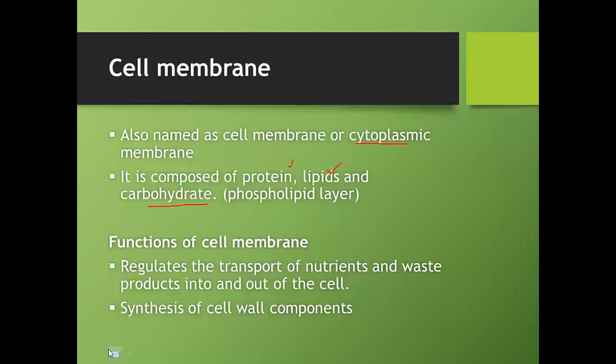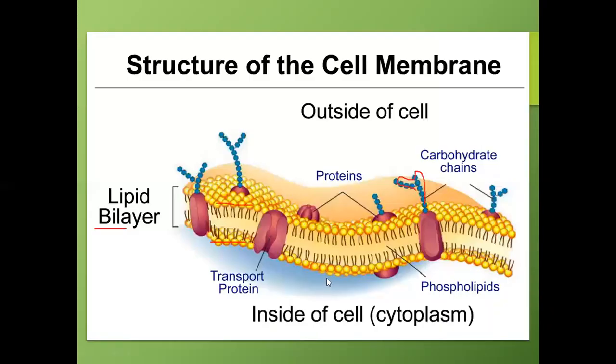The function mostly, as you've seen from that image I've shown you, is that it regulates the transport of nutrients and waste products. This normally works through the transport channels, and also lipophilic constituents can actually go through. So the cell membrane has some level of permeability, so it can allow things to come in and out. It is not as rigid as the cell wall.